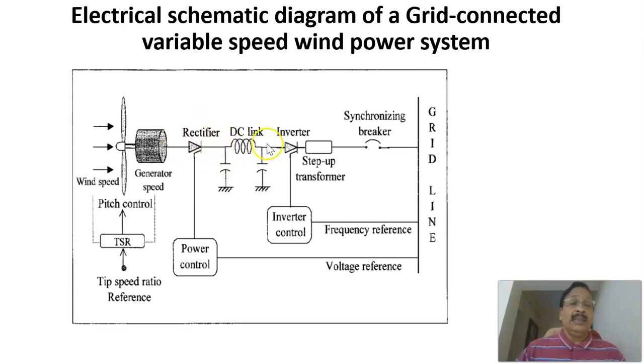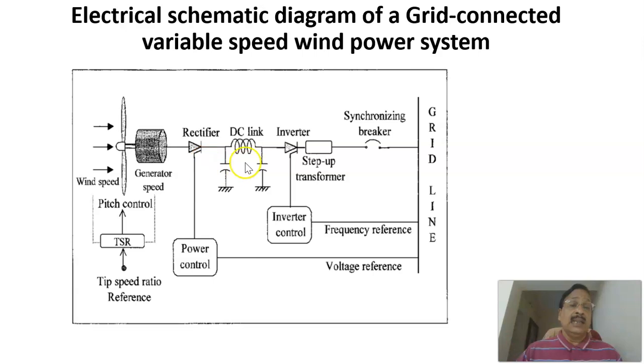Then there is a filter mechanism. An LC filter is provided, and that filter converts the varying unidirectional voltage into a constant DC voltage. That is done by this filtering, and that DC voltage is again converted into AC voltage, which can be connected to the grid, by the inverter.